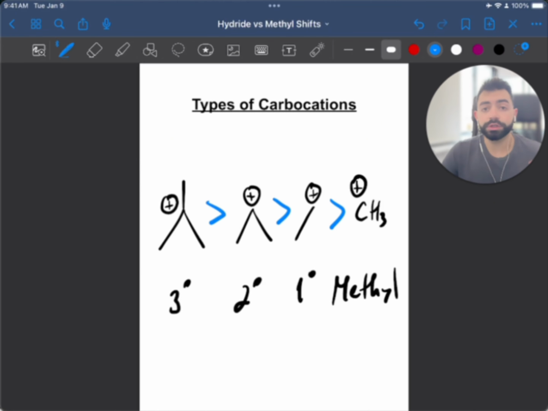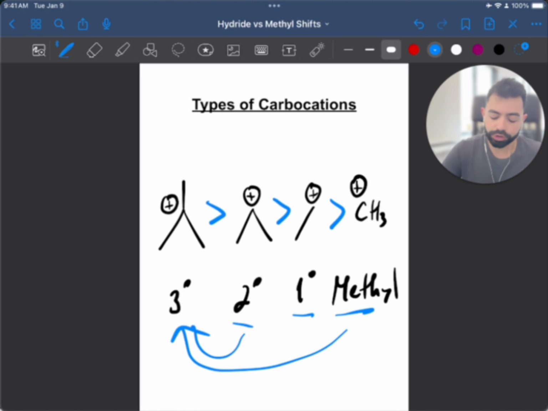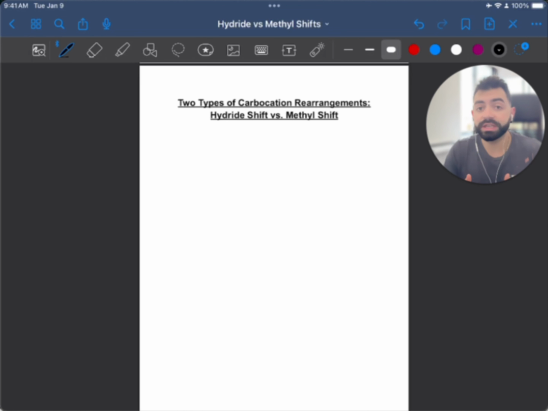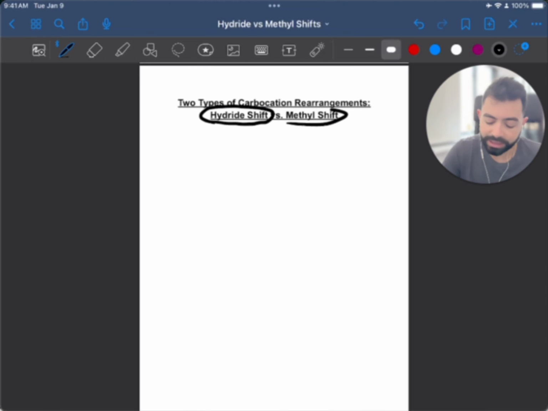And what you need to understand is that a methyl or a primary or a secondary carbocation are all going to try and become tertiary carbocations, or at least move up towards a tertiary carbocation. They're all going to want to try and become more stable, and that's why carbocation rearrangements occur in the first place. So now that you understand the different types of carbocations, now we can talk about the different types of carbocation rearrangements, and there are two. One is a hydride shift and the other is a methyl shift.